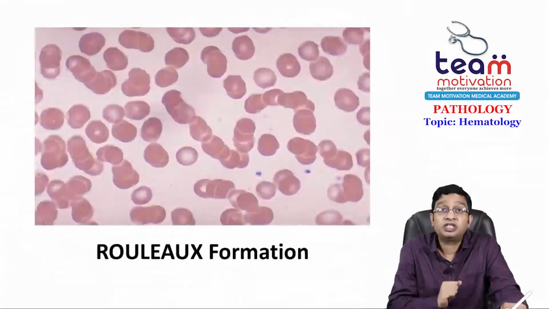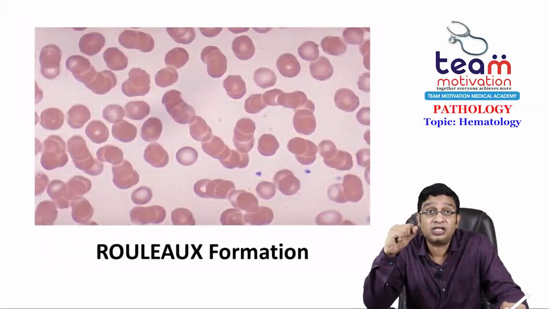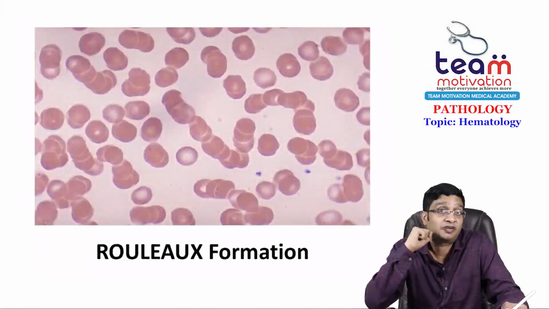Now if you can appreciate here, you can see clumping of the RBCs on the peripheral blood film.